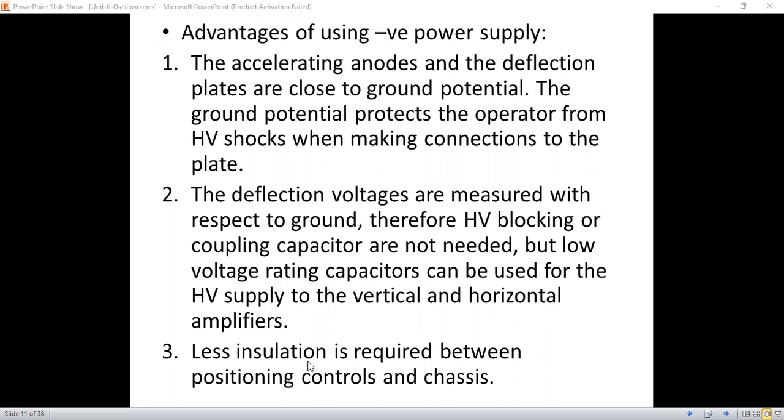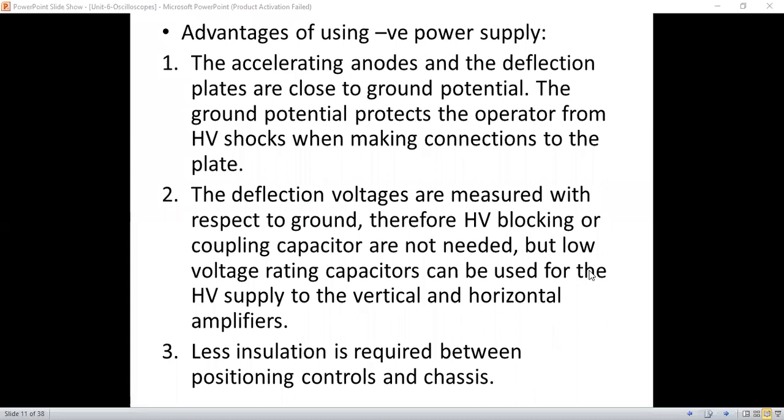Current is in milliampere, yes? Yes, sir. So current is in milliampere means whatever the insulation is required. Insulation is for the opposition of flow of current. So if current is less, then less insulation is required. For that reason, less insulation is required between the positioning controls and chassis.